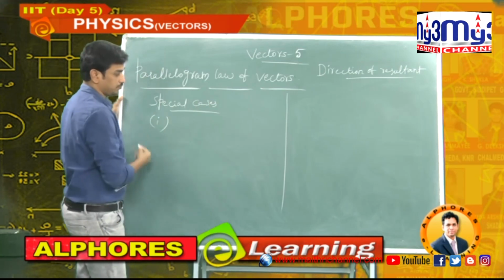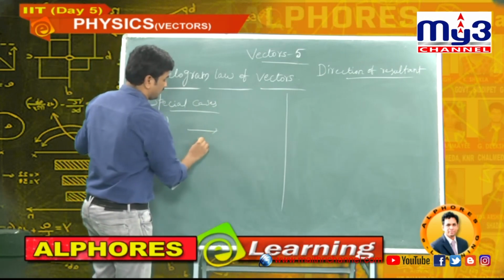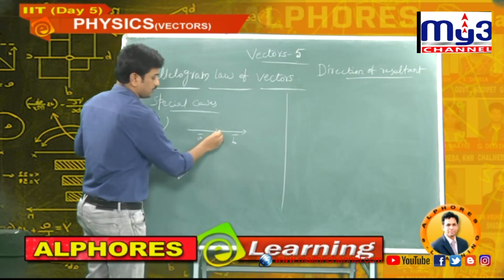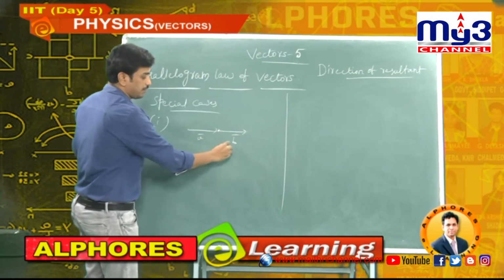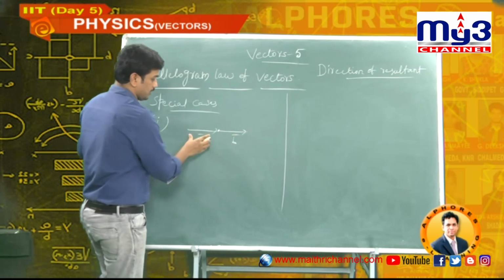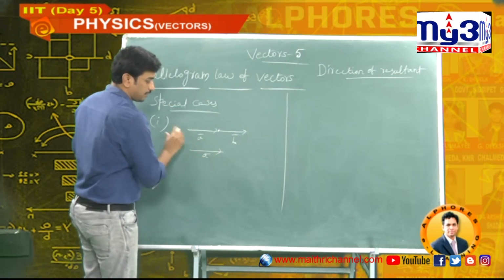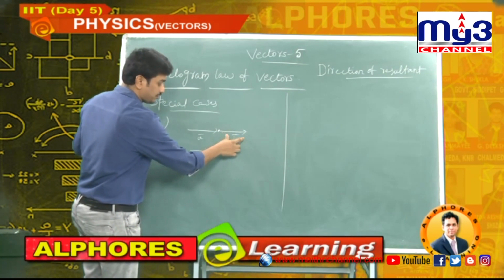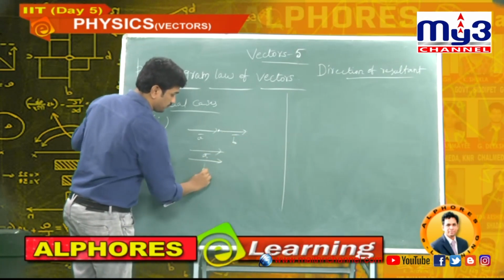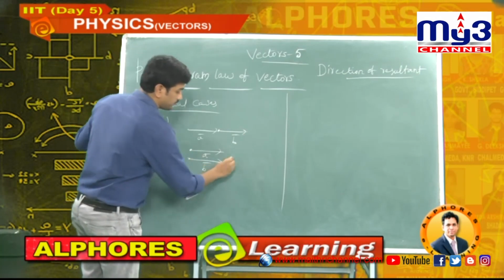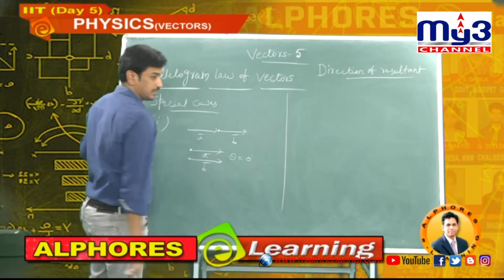First one: A bar, B bar. The angle between A bar and B bar, how much? A bar, same thing. B bar, parallel shifting, tail to tail. The angle between A bar and B bar is theta equal to 0 degrees.